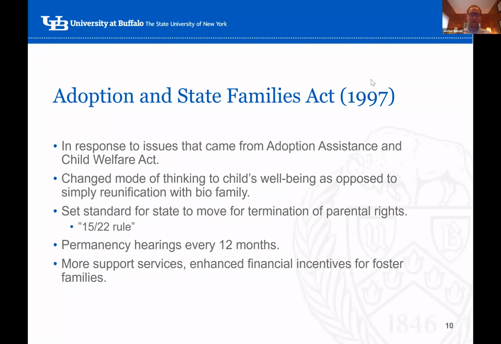And one way that this piece of legislation helped enforce that was it created something called the 1522 rule, which meant that if a child was placed out of the home for 15 months out of a 22-month span, the legal system was automatically required to start the process for removal and termination of parental rights. And it also dictated a need for permanency hearings every 12 months so that the legal system was checking in more on these kids.